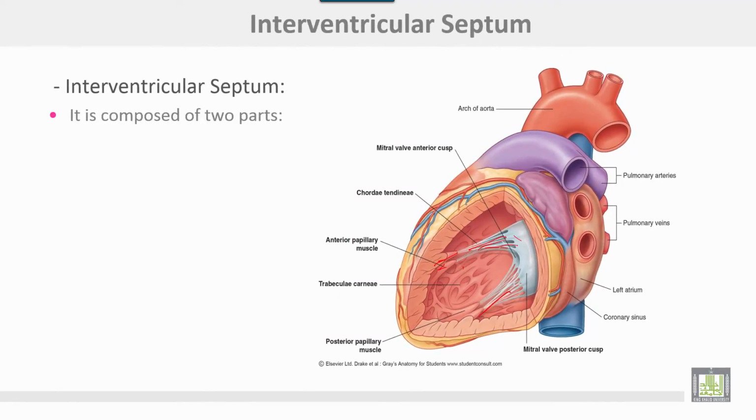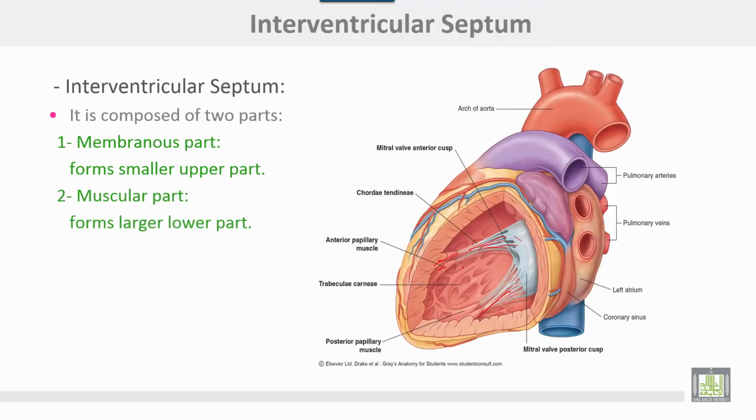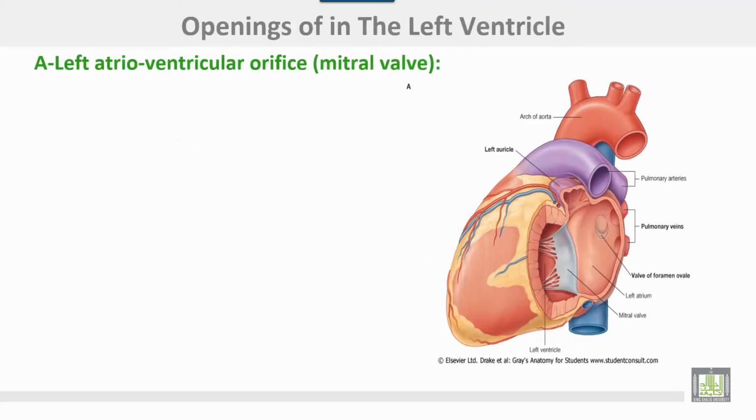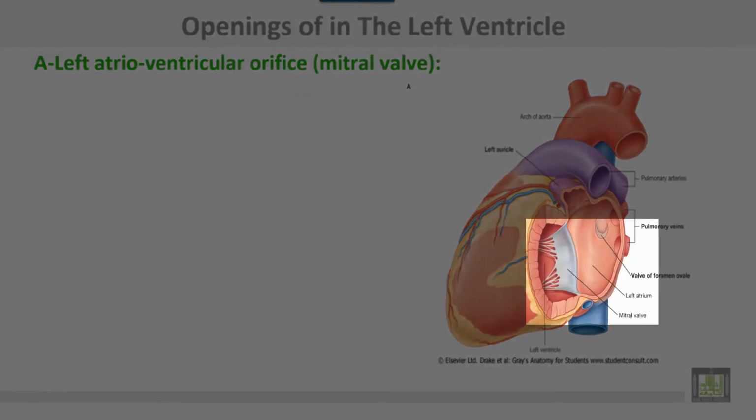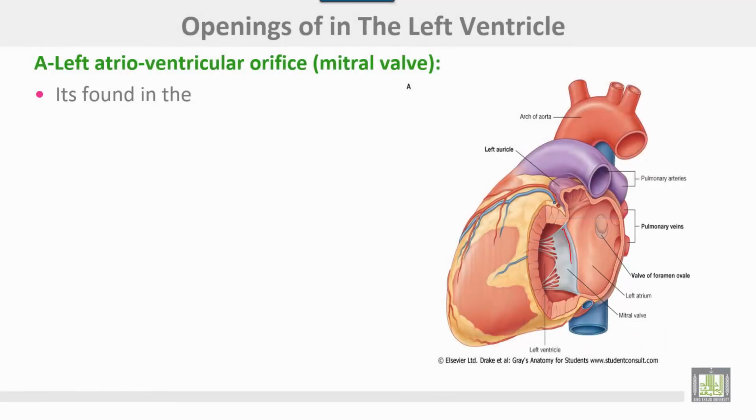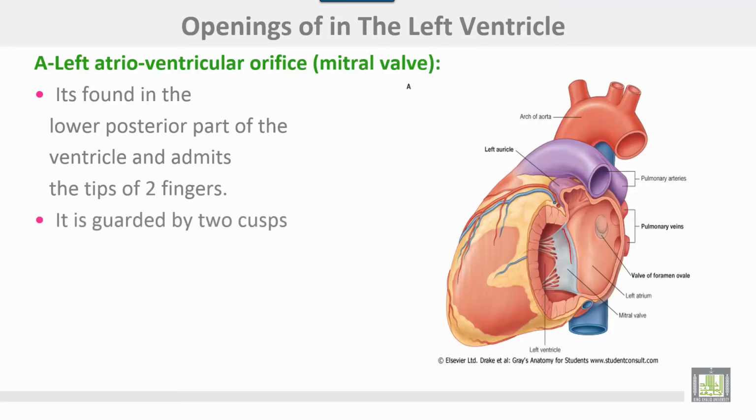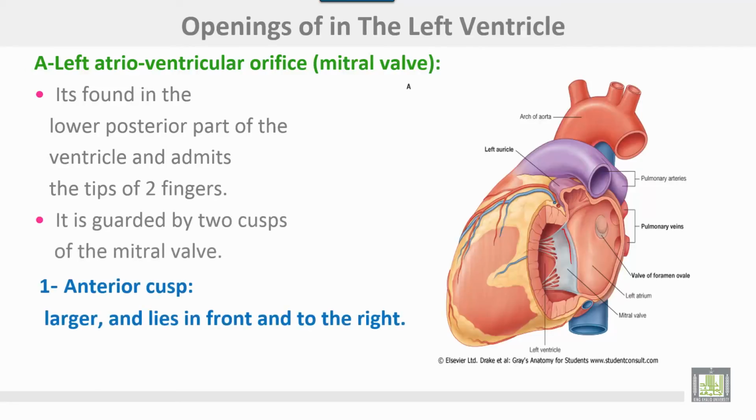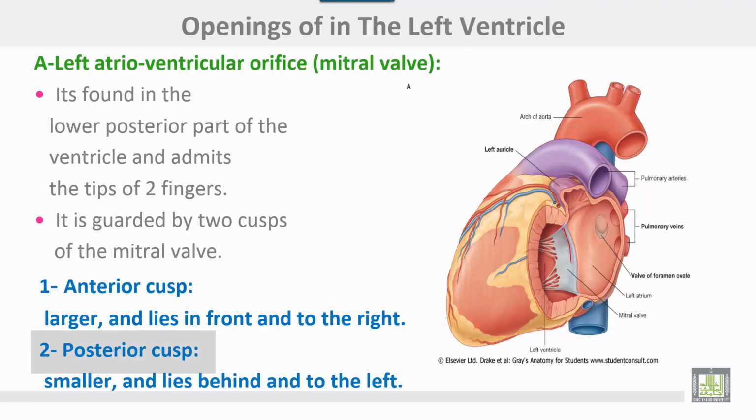The interventricular septum is composed of two parts. The membranous part forms a smaller upper part, and the muscular part forms a larger lower part. Openings in the left ventricle: the left atrioventricular orifice or mitral valve. This is the mitral valve. It is found in the lower posterior part of the ventricle and admits the tips of two fingers only. It is guarded by two cusps of the mitral valve. The anterior cusp is larger and lies in front and to the right. The posterior cusp is smaller and lies behind and to the left.